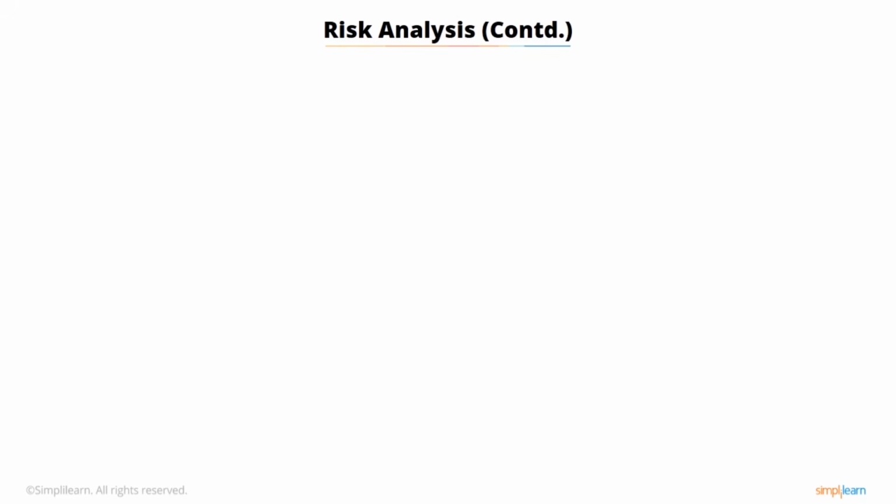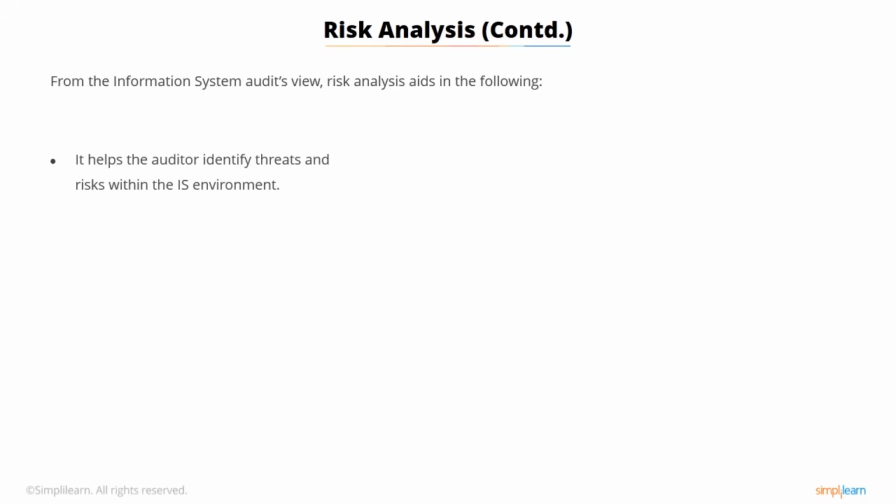Now, the process of risk analysis is complex and involved, and it's applied in a variety of areas, such as disaster recovery planning and business continuity planning. But let's look at it specifically from the auditor's point of view. From the information system audit point of view, risk analysis is used for the following purposes. First, it helps the auditor identify threats and risks within the IS environment. We've already stated that your audit has to be risk-driven, but that begins by identifying the threats and risks that are of most concern in this specific environment.